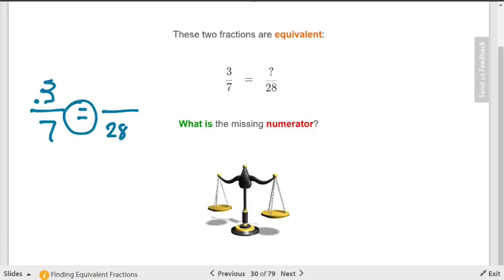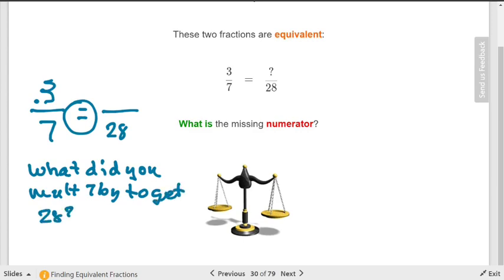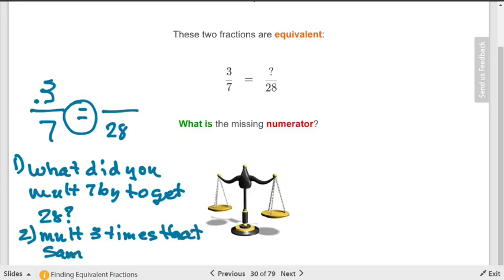So all I need to do is think about what did you multiply 7 by to get 28? All right? So that's your first step. Yes. You bet. Absolutely. 28 divided by 7 is 4, isn't it? Okay. So the second step is to simply multiply 3 times that same number. Because remember that if they're going to stay equivalent, we have to change them in exactly the same way. A while ago, we made them smaller by dividing. This time, we're making them bigger by using, not division, but what? Multiplication. So 28 divided by 7 is 4, and 4 times 3 is what? 12. So those two are now equivalent fractions.